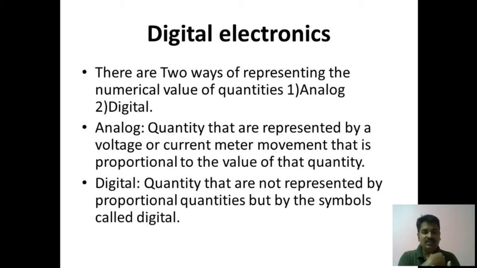In wristwatches, we have digital watches nowadays. The wristband directly tells you the time. If it is 10:50, you need not analyze any needle movement. In the digital representation, it directly shows the number. There are no proportional quantities and no needle movement; it directly shows the symbol, and the symbol is the number. These are the two methods by which we express any quantity.